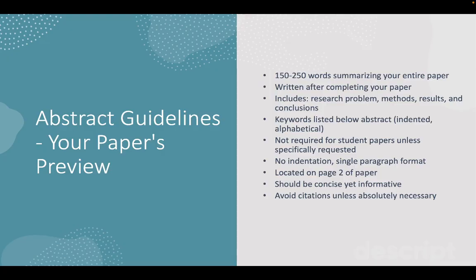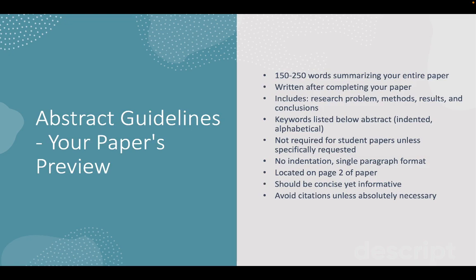All right, let's look at abstract guidelines, your paper's preview. So an abstract for student essays is not a requirement unless it is requested by your professor or your instructor. But if they do request one, this is what an abstract looks like. It's 150 to 250 words summarizing your entire paper. It's written after completing your paper. It includes research problem, methods, results, and conclusions. Keywords are listed below the abstract, and they're indented as well as alphabetical.